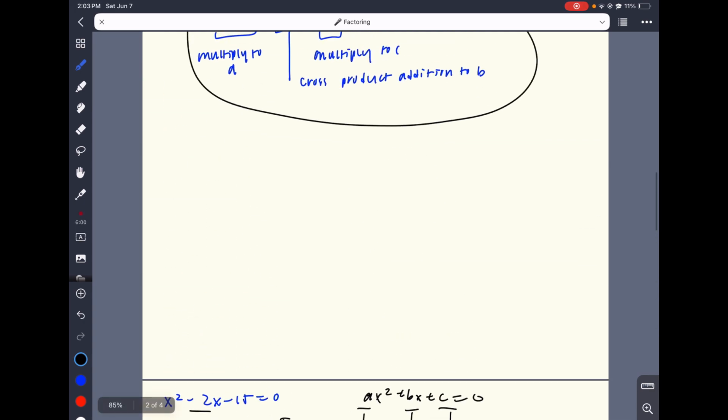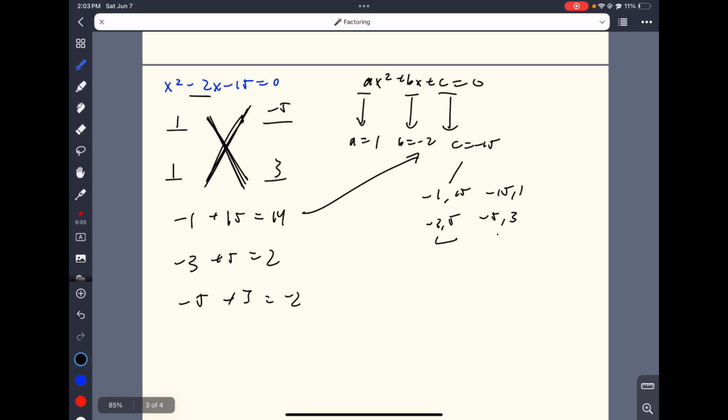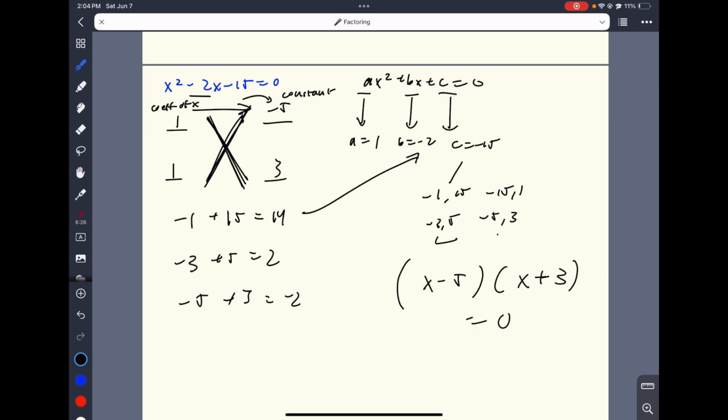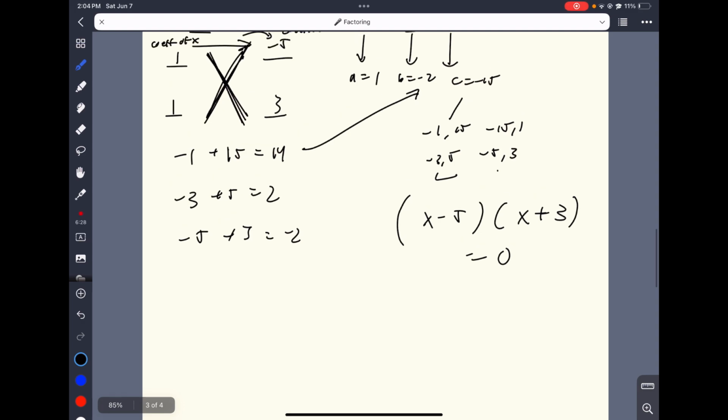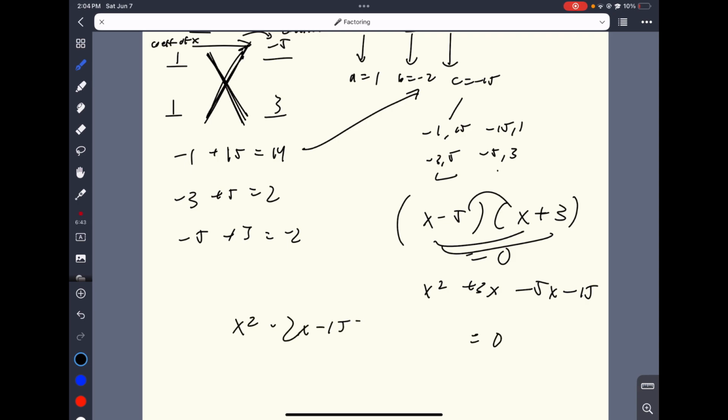And so how do we write this back out into an equation? So now we would go straight ahead. So this is the coefficient for x. And this is just the number, the constant. And so we have x minus 5 and x plus 3 equals 0. And when we multiply this back out, we know that these two are the answers. We can have x squared plus 3x minus 5x minus 15. And we get x squared minus 2x minus 15 equals 0.